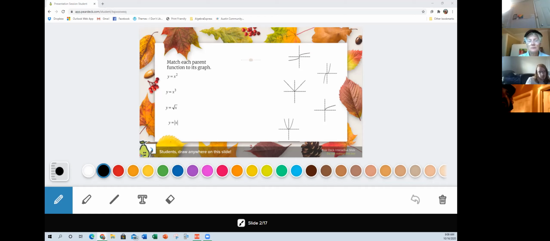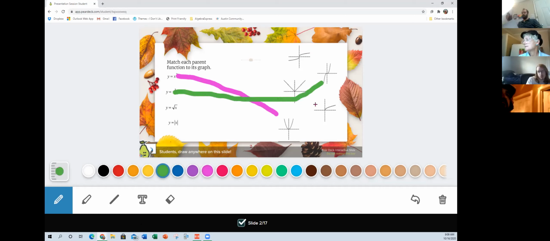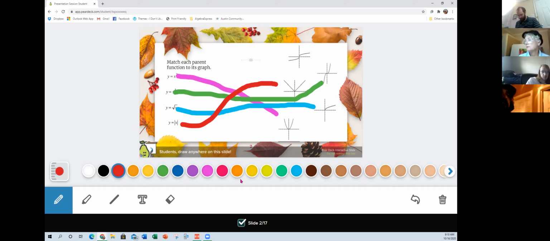Okay, so what you really need to know is that y equals x squared always looks like a U shape. y equals x to the third kind of looks like an S shape going through the origin, and then we'll be shifting those around. y equals square root of x is like half of a parabola going left or right, depending on if it's positive or negative. Absolute value is always going to be a V shape. So those are shapes that you all should know how to do, what they look like, the basic shapes.